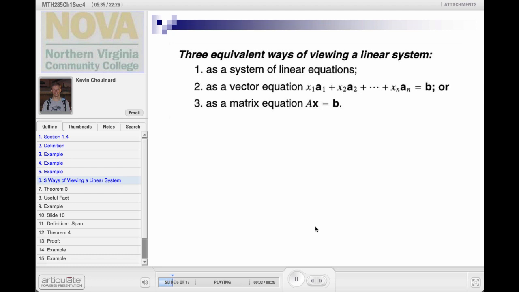As we mentioned in that example, we have these equivalent ways of viewing a linear system. It can be a system of linear equations, it can be a vector equation, it can be a matrix equation, and in addition here we also saw that it can be represented by an augmented matrix. So those are all equivalent ways of representing the same idea.